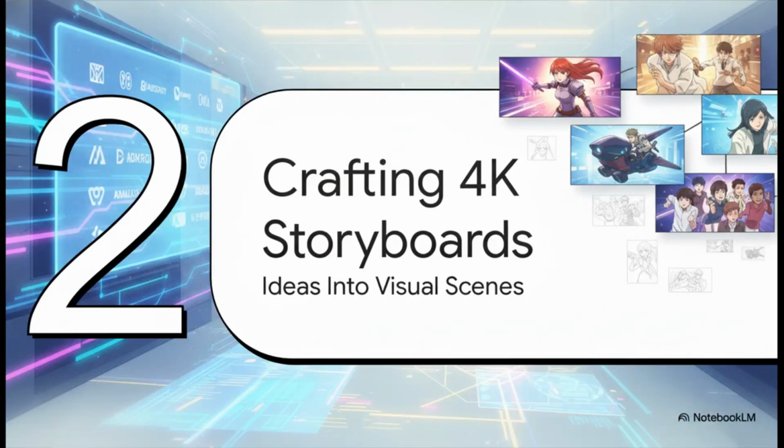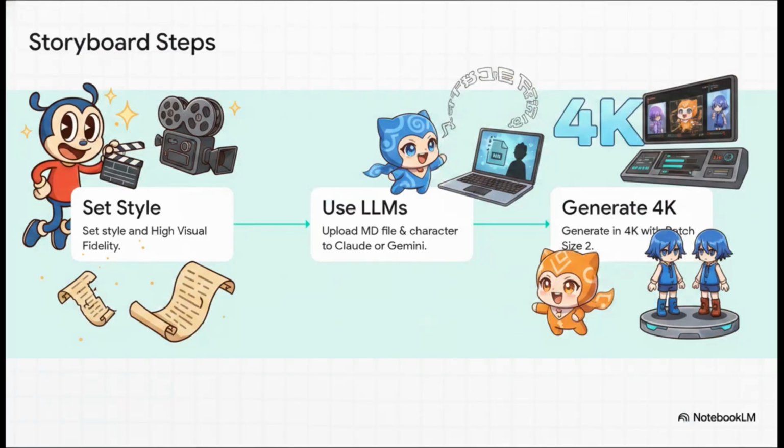Moving right along to Section 2, Crafting 4K Storyboards. Let's turn these ideas into actual visual scenes. Okay, with our brand identities completely locked in, let's build our scenes. Step 1, define your style. For this masterclass, let's go with a vintage rubber hose animation style. Set your visual fidelity to high and pick your aspect ratio, say 16:9 for YouTube.